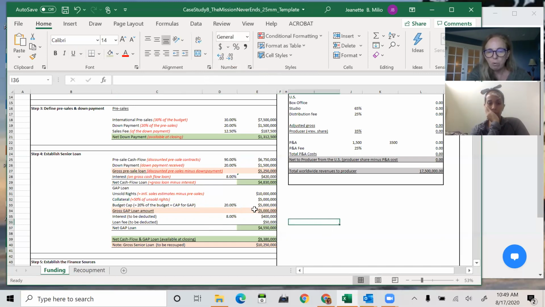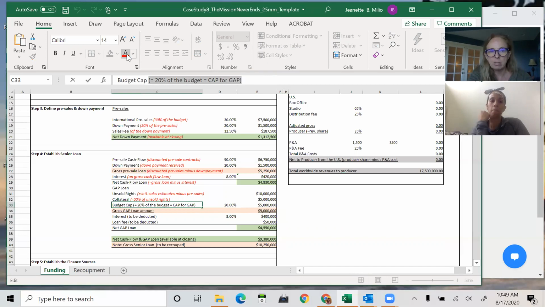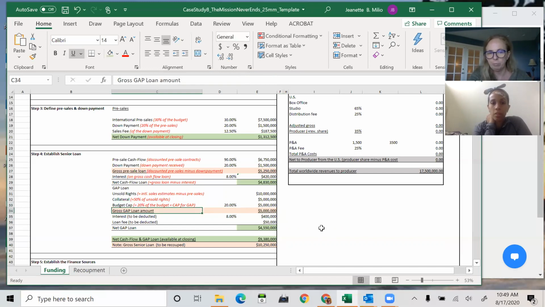And the only check we're making in order to see if we actually get this number is we're figuring out, is this going to be as much or less than 20% of the budget? Because the bank will never give us more than 20% of the budget. So we're running a little test here just for our good senses. Let's check this out. And guess what? It's the same amount. So this is our gross bank loan. This is fine. We love this. This is fantastic. So the interest of 8% is being deducted. The loan fee is being deducted.